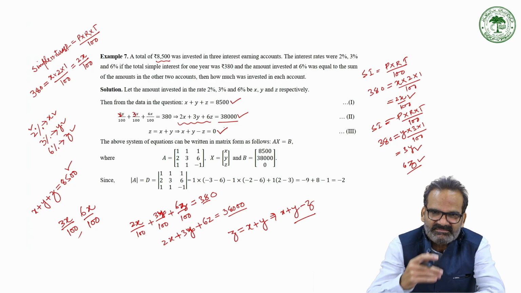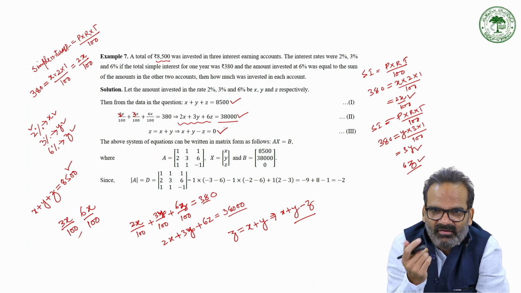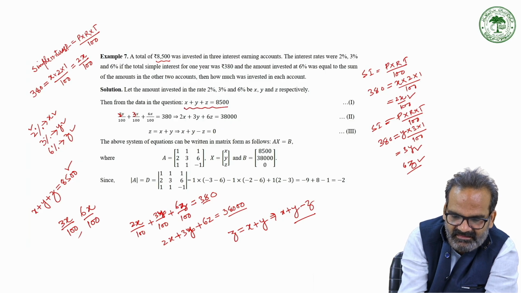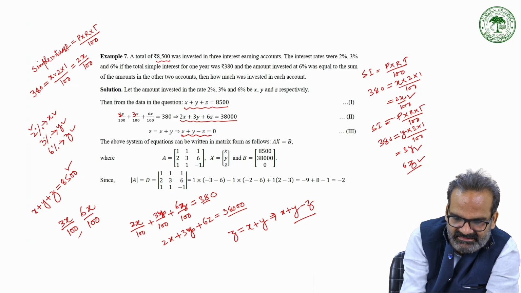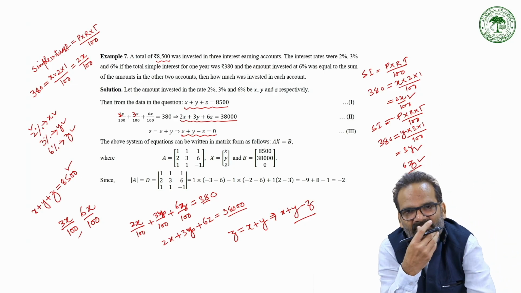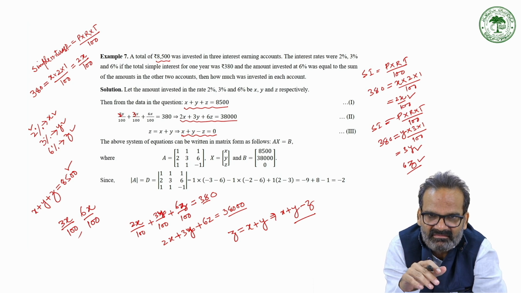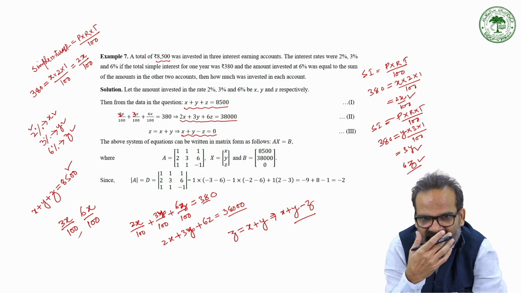Now once the problem has been converted to mathematical equations, we can easily find its solution. So what we have now is three equations, right? Equation number 1, x plus y plus z is equal to 8500. Equation number 2, twice x plus 3y plus 6z is equal to 38000. And equation number 3 is x plus y minus z is equal to 0. Now we can find the solution of these three equations by the usual method, that is known as Cramer's rule.